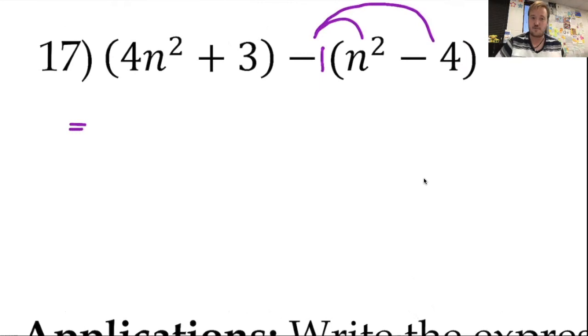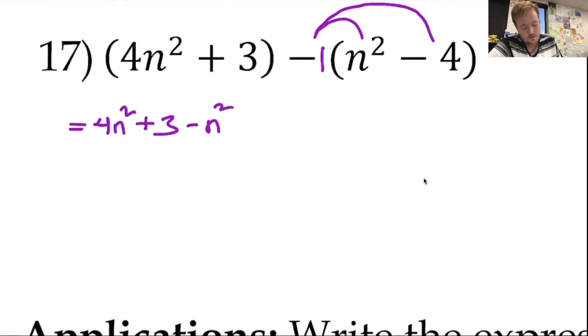So I didn't change the very first expression at all, so I'm going to leave it just how it is. So 4n squared plus 3. However, when I distribute that negative 1, all it does is switch the signs. So anything that's positive becomes negative, anything that's negative becomes positive. So that positive n squared is now going to be a negative n squared, and that negative 4 is now going to be a positive 4.